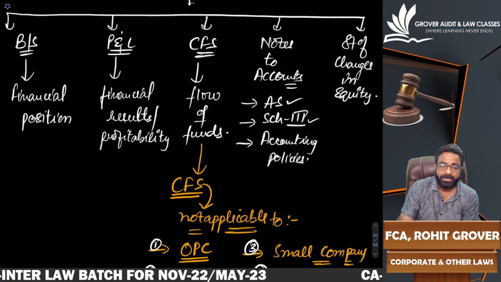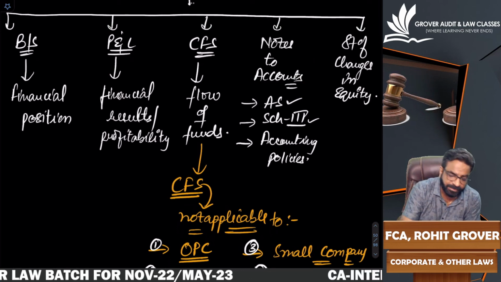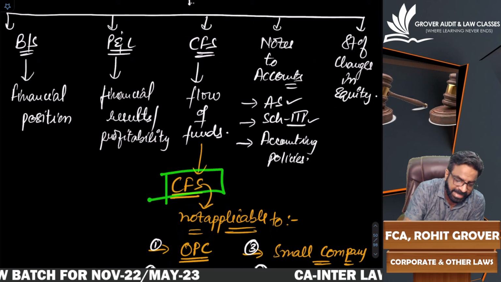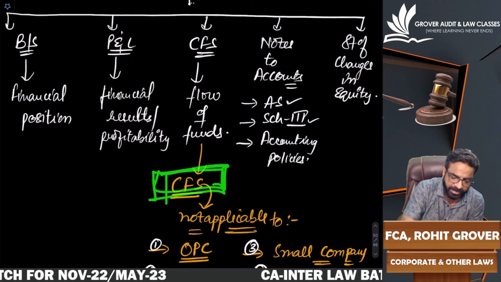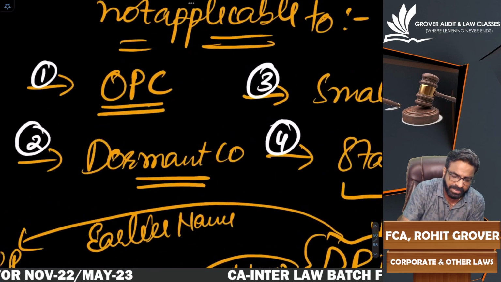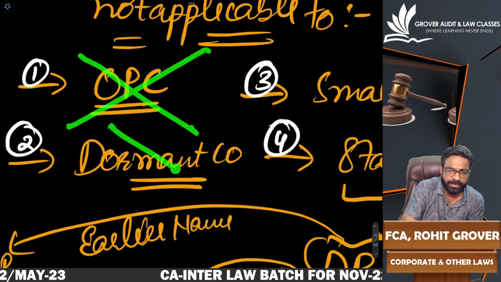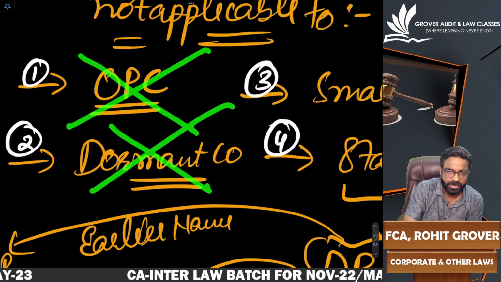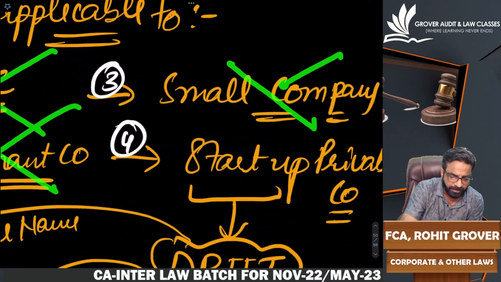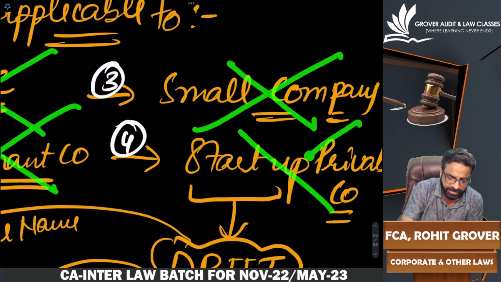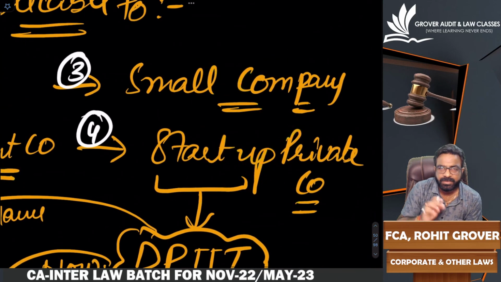Yes, sir. But let me tell you one thing. Section number 129 says that the cash flow statement is not applicable to these four companies. What is company number one? OPC. Company number two: dormant. Company number three: small company. Company number four: private startup company. Did you understand the point?